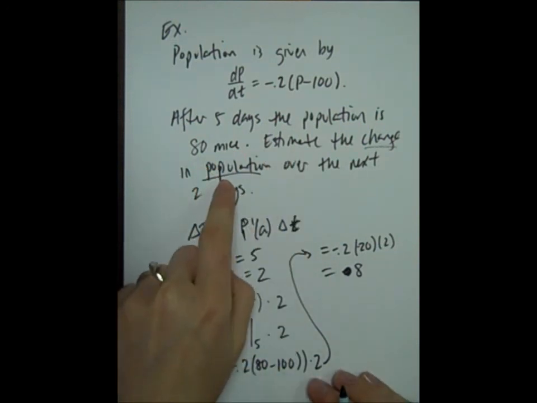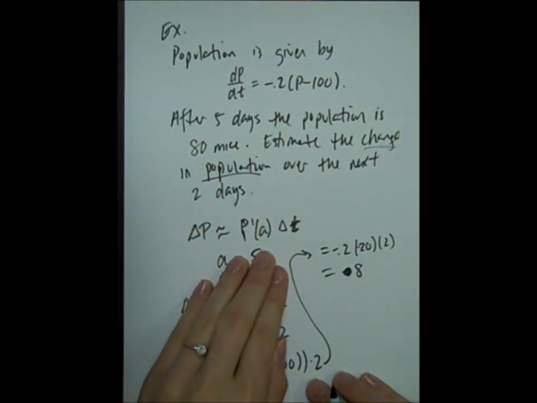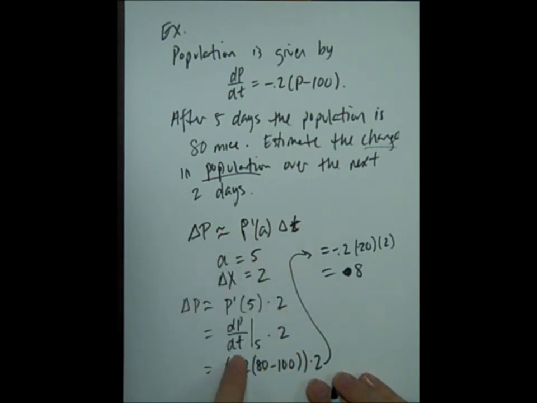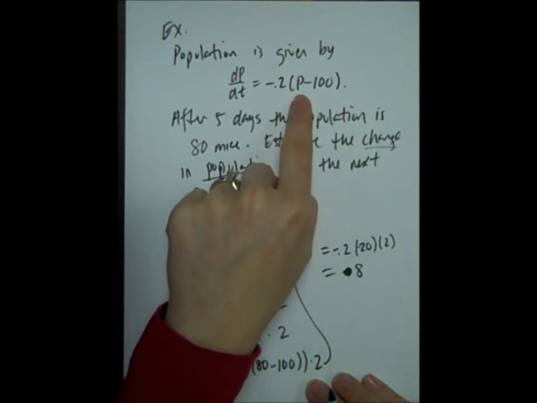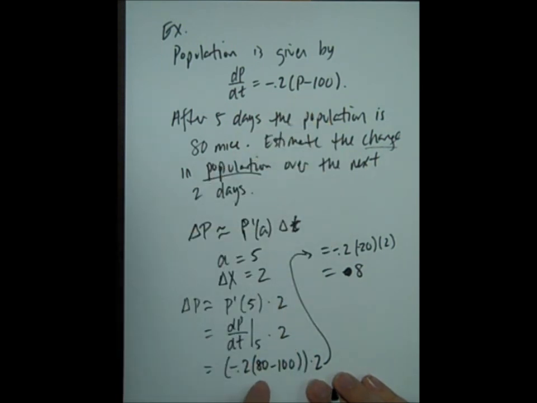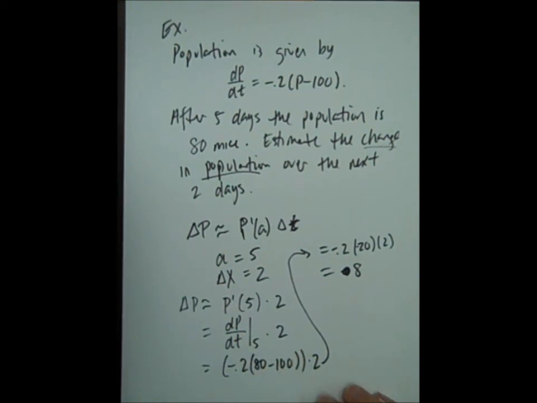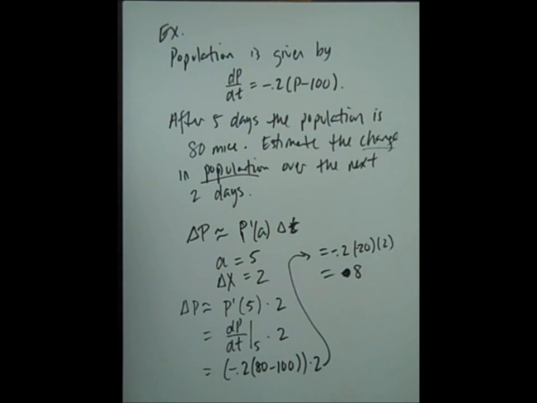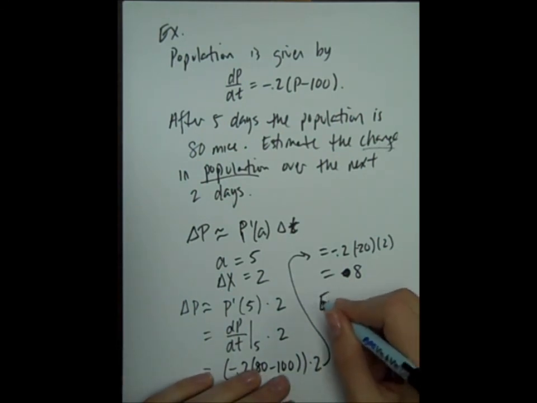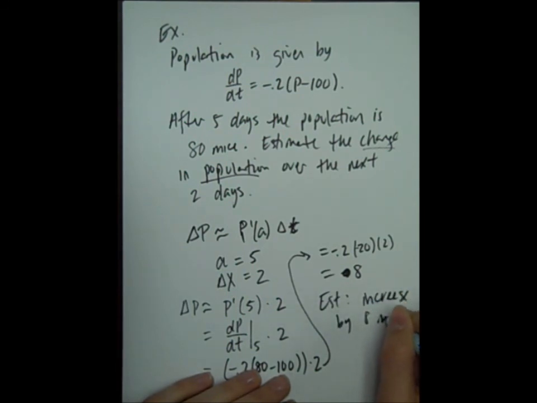This is talking about a change in a function value, so we use this equation. P prime is the same as dp dt. The a here was a t value, but whenever I plugged it into my equation, this was not asking for a t value, it was asking for p. So I just plugged it in, found p prime of my a value, and then multiplied it by the change in t, which was 2. So over the next 2 days, you can expect the population to increase by 8 mice. So the estimate is for the population to increase by 8 mice.